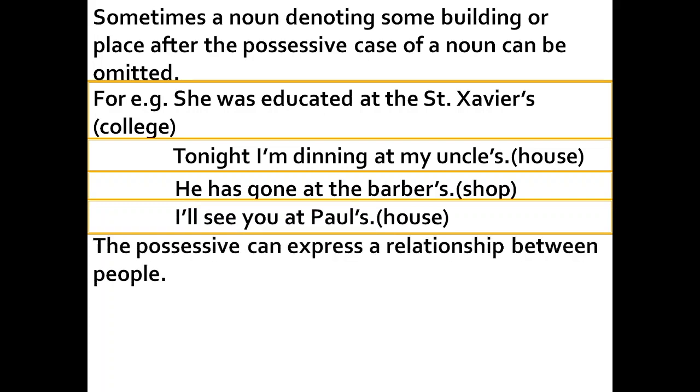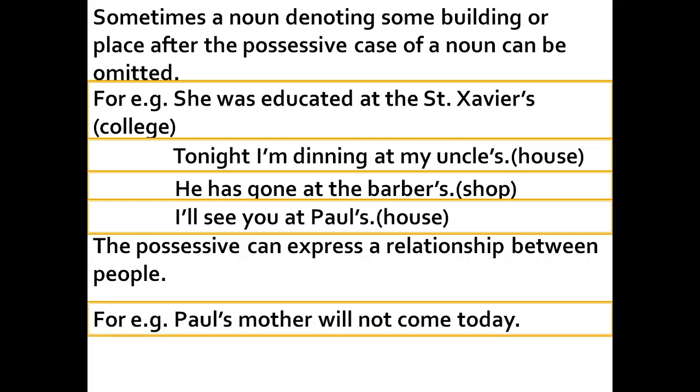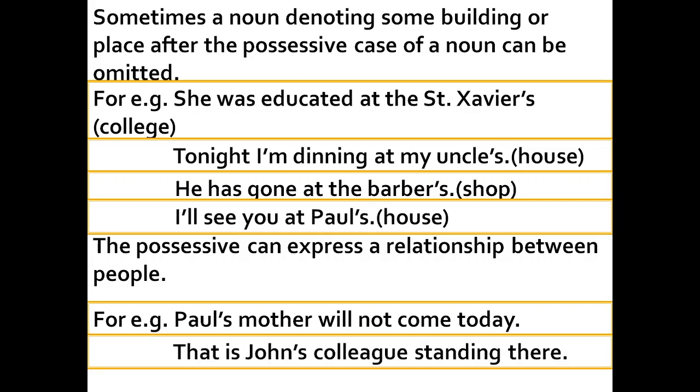The possessive can express a relationship between people. For example, Paul's mother will not come today. That is John's colleague standing there.